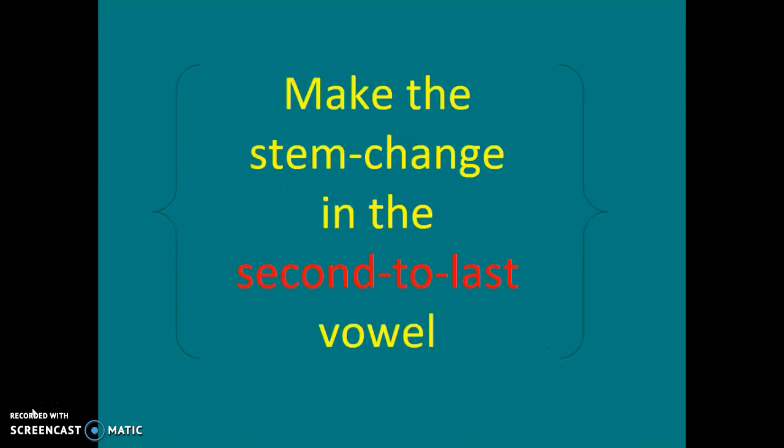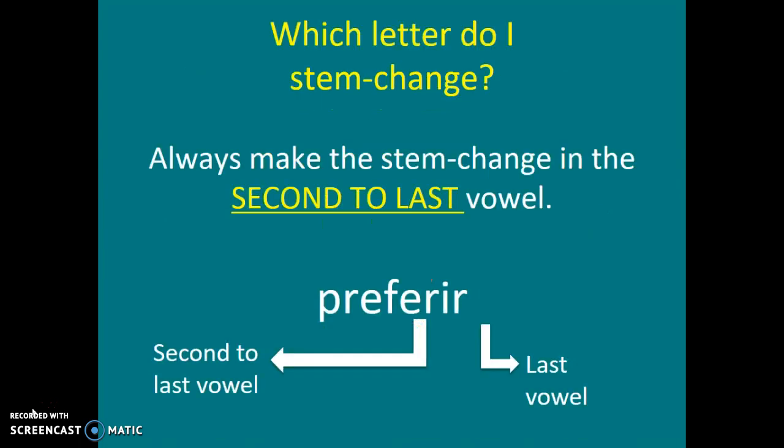Step 2. Make the stem change in the second to last vowel. Okay? So if we're taking a look at the verb preferir, right? It is a stem change verb. How do we know that? Well, you just have to memorize which verbs are stem change, but you'll get it over time. So preferir is a stem change verb. We know that ir is the ending and prefer is the stem.